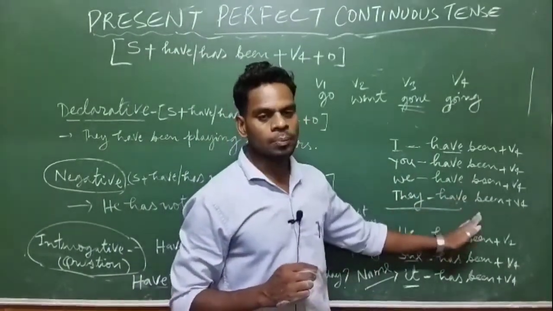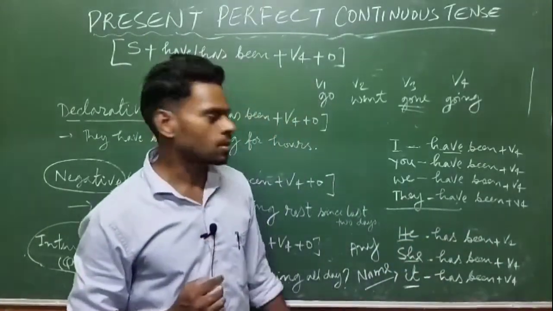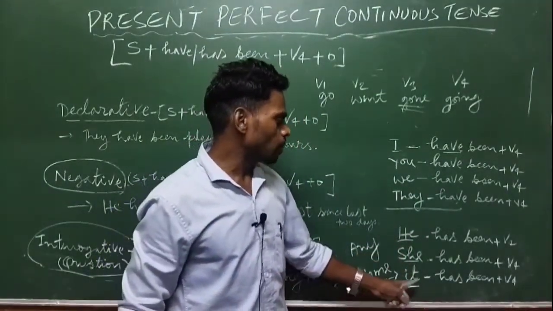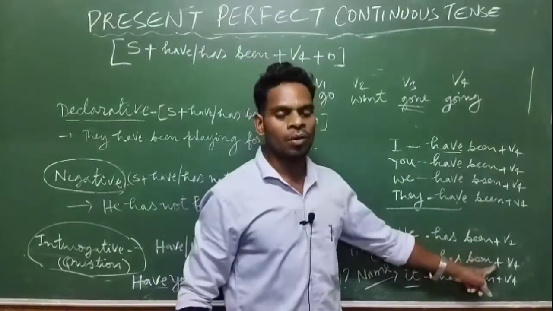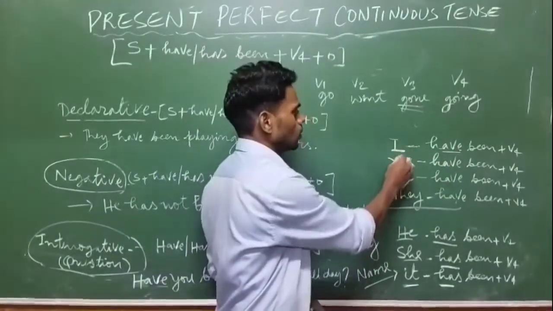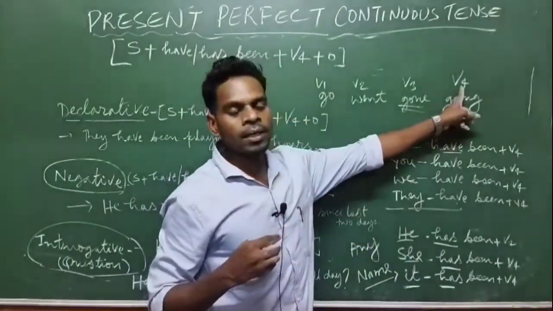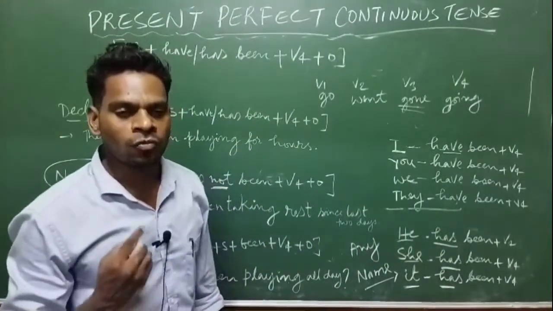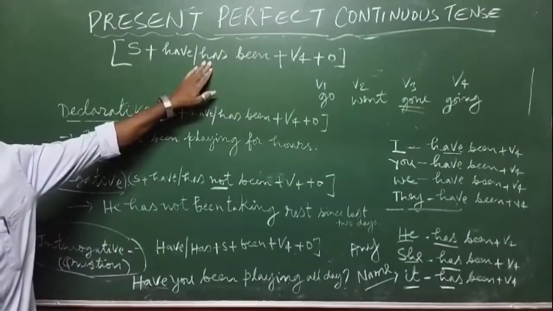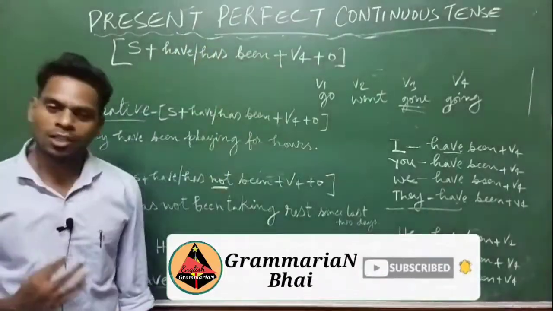This is the indication that a particular sentence is in present perfect continuous tense: the subject he, she, it follows the helping verb has been plus V4, and helping verb have is used with the subject I, you, we and they, followed by V4, the ing form. So with that structure you can make out that any sentence written like this is in present perfect continuous tense.